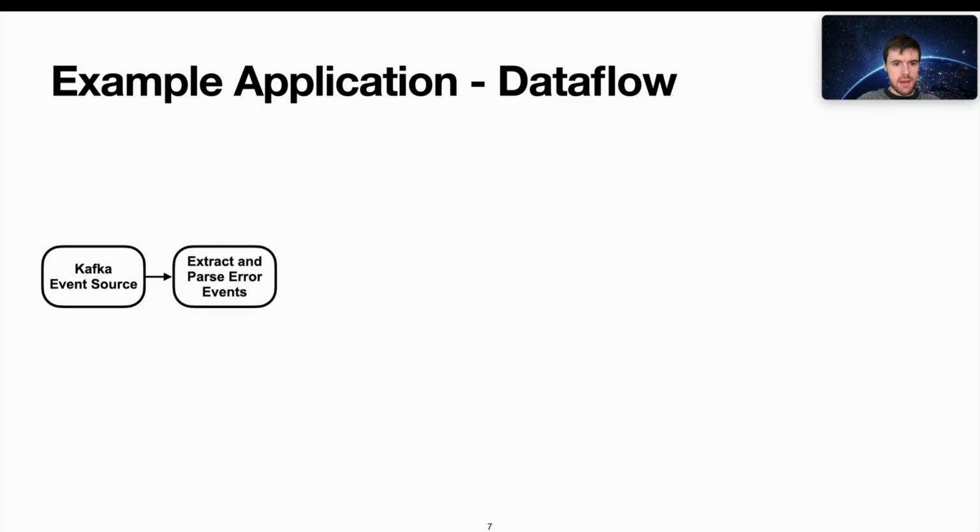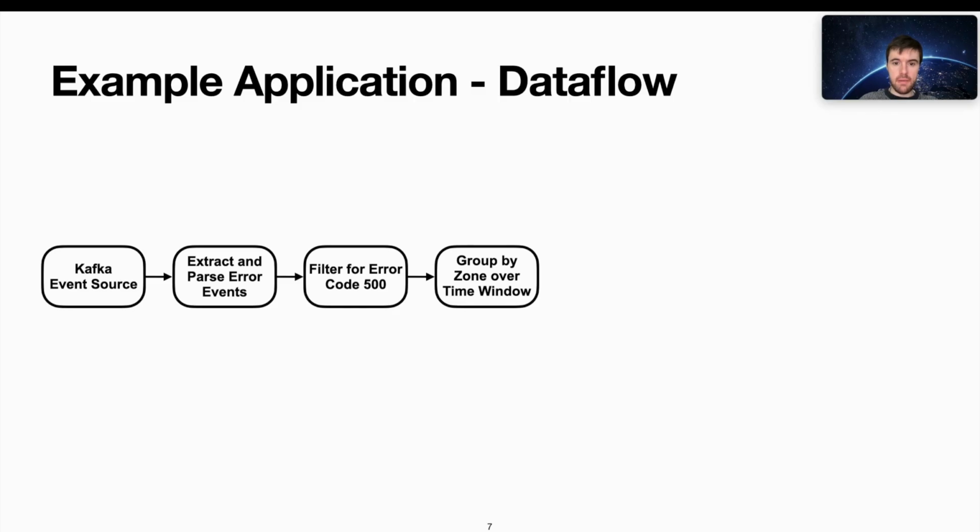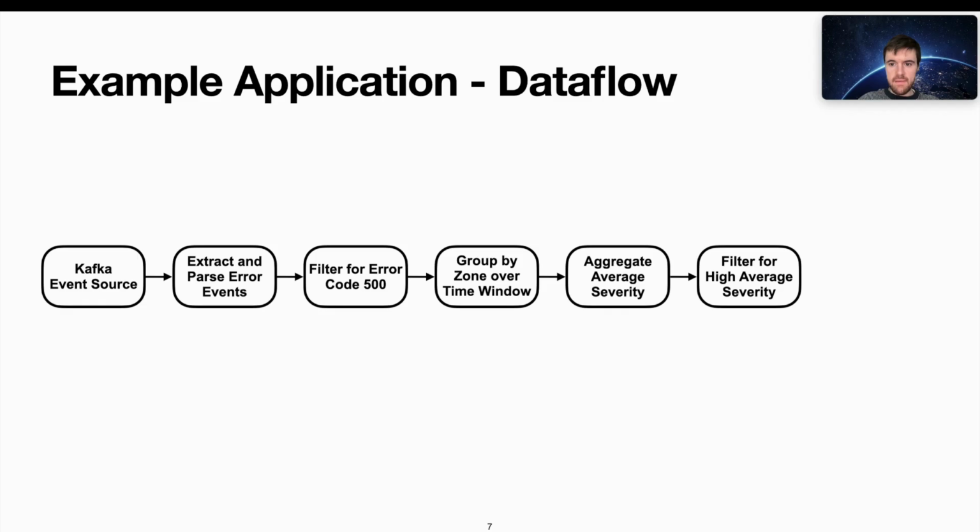So we can formulate this application as a data flow graph where we first read events from a Kafka source, extract and parse error events, filter for error code 500, which is internal server error, group by zone over a time window, aggregate the average severity in this window, then filter for high average severity, and if it's high, we write an alert to a Kafka sink.